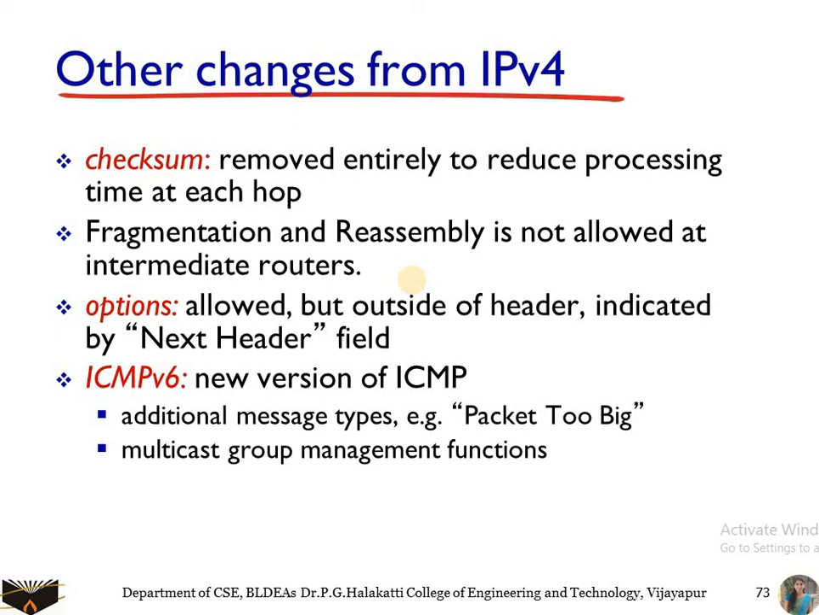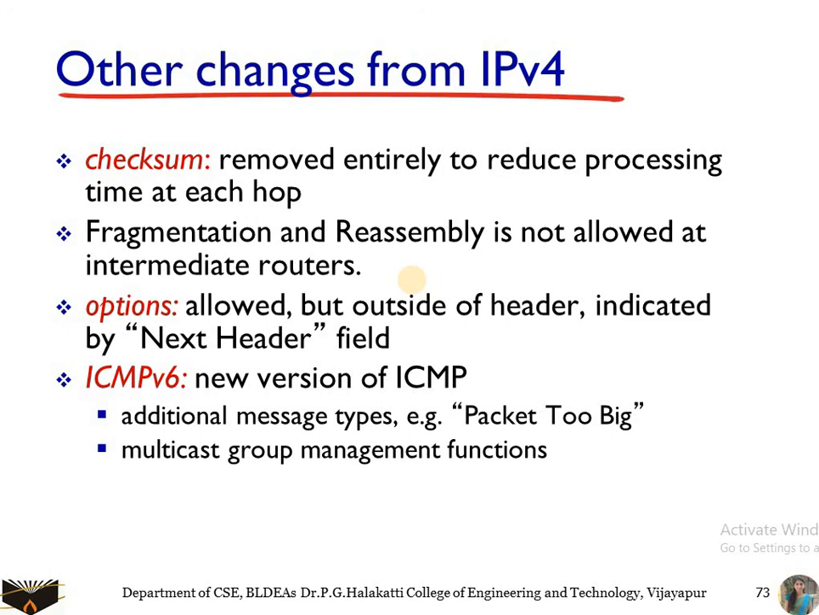Next we have that fragmentation and reassembly are not allowed at the intermediate nodes. IPv6 does not allow fragmentation and reassembly at the intermediate routers. These operations can be performed only by the source and destination. If an IPv6 datagram received by the router is too large for forwarding, it generates an ICMP packet with an error message saying the packet is too big, and it is sent to the source. So the source can reduce the size of the packet.